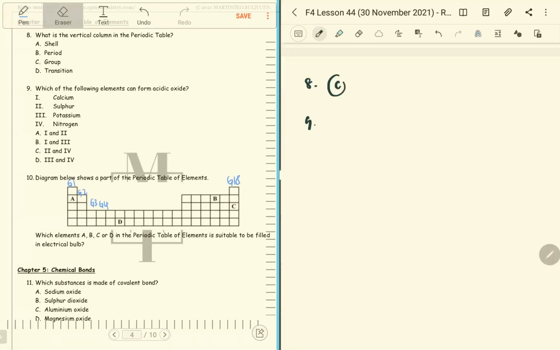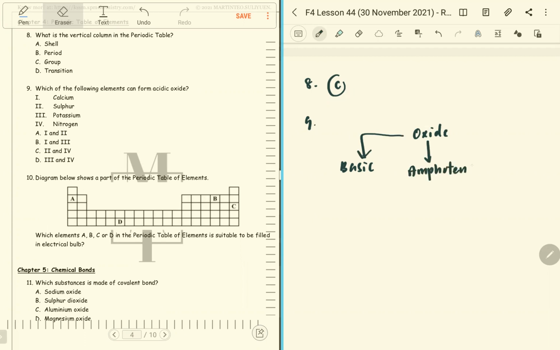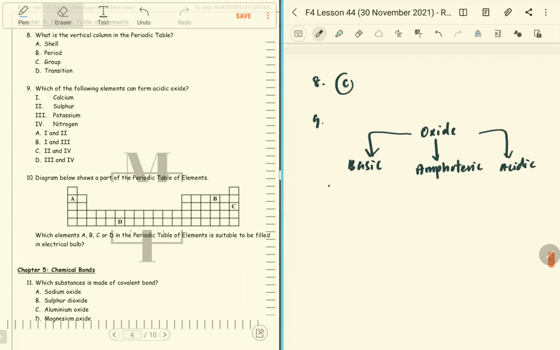Number 9. If you have forgotten this question already, which of the following elements can form acidic oxide? In chapter 4, we learn there are 3 types of oxide. We have basic oxide, amphoteric oxide, and acidic oxide. How to identify them? Basic oxide is just metal oxide. Amphoteric, you only have one, which is aluminum oxide. And acidic oxide is just non-metal oxide. If you have a non-metal combining with oxygen, this is our non-metal oxide, and this is our acidic oxide.